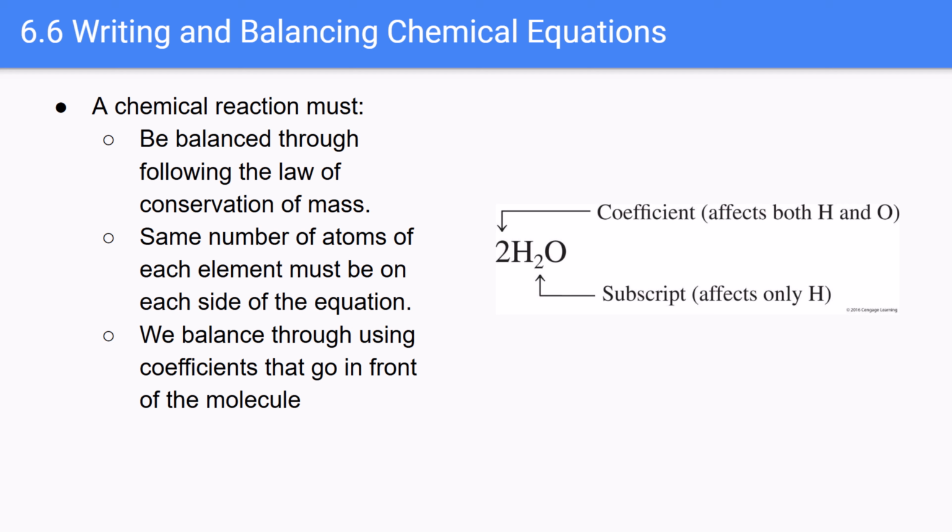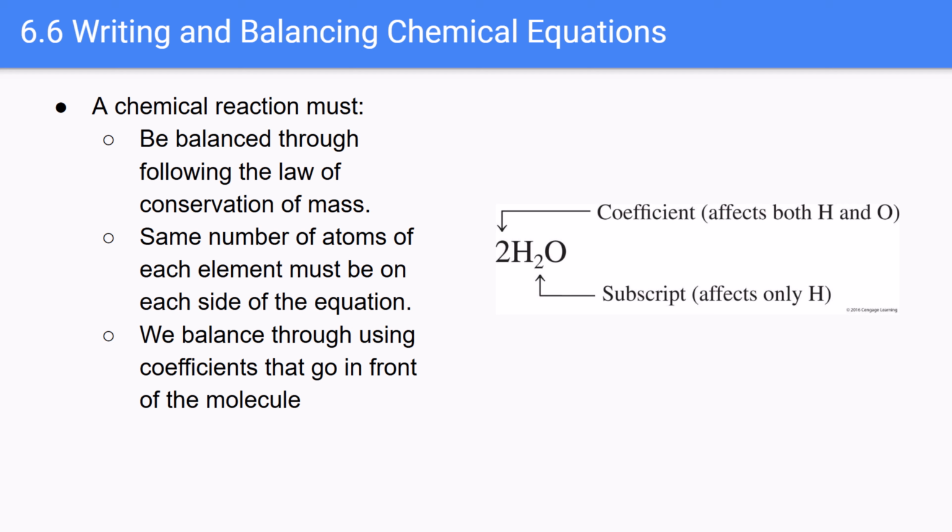If I take a look at the example on the right-hand side here, the subscript only affects the hydrogen that's there, indicating that there are 2 hydrogen for every 1 oxygen, hence H2O. But a coefficient in front applies to both the H and the O. A simple way of thinking of it is like the distributive property of math, right? The 2 applies to the H2, meaning that we have 4 H's, and we have 2 oxygens because the 2 applies to the single oxygen that's on the right-hand side.